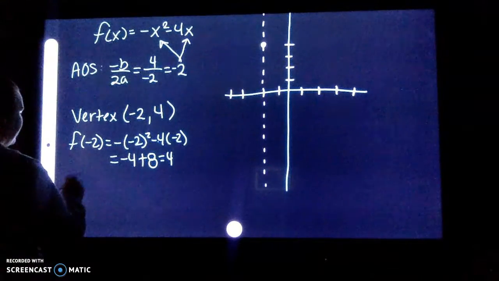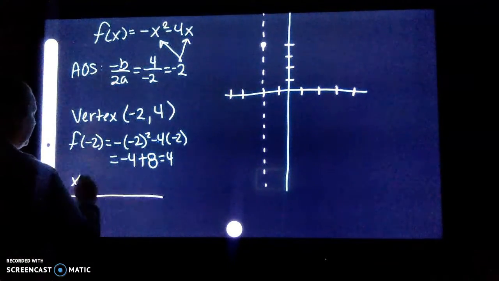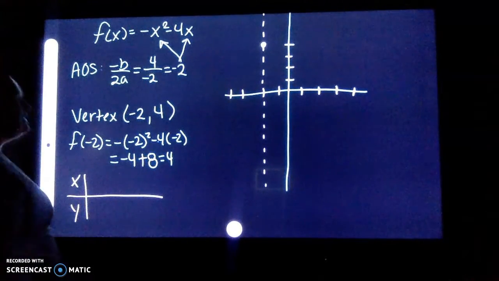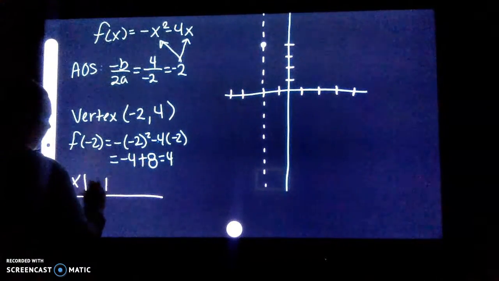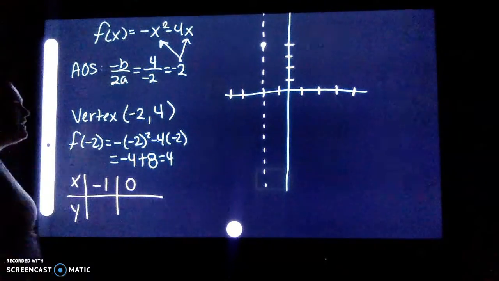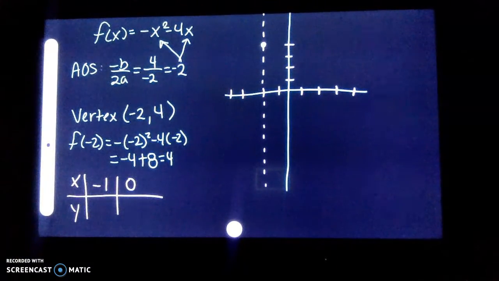I like to go towards 0 because I think that's easier to plug in. So my vertex was at -2, so 1 step away from that is -1. 1 more step away from that is 0. So I'm going to go ahead and plug in -1 and 0 and see what happens.